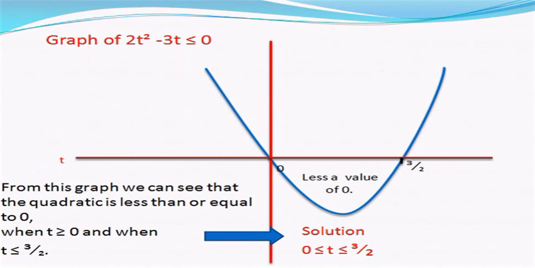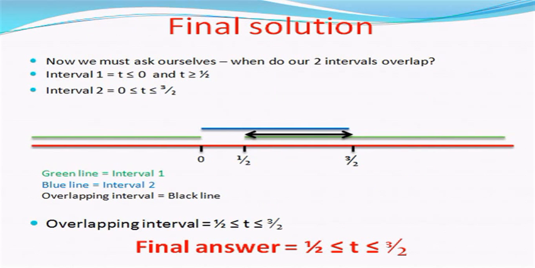And remember again that this graph is u-shaped because t squared is positive. So here we have the graph of 2t squared minus 3t is less than or equal to 0. And basically to see when it's less than or equal to 0, we check to see when the graph falls below the x-axis. And we can see that when t is greater than or equal to 0 and when t is less than or equal to 3 over 2, that's when it falls below the x-axis or lies on the x-axis. So that leaves us with the solution t is greater than or equal to 0 and t is less than or equal to 3 over 2.